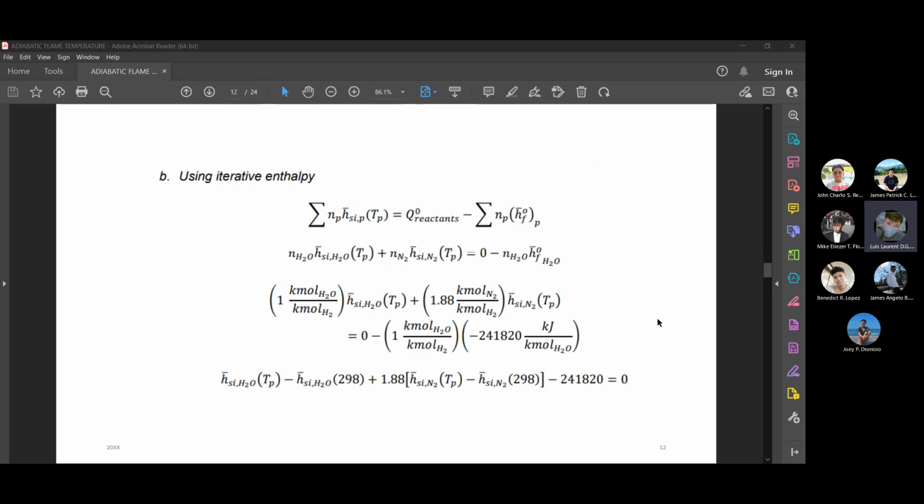So, using the iterative enthalpy method, we're now going to use the main formula of adiabatic flame temperature as stated in the presentation. And in the derivation, we get the final equation that we're going to use. Next slide, please.